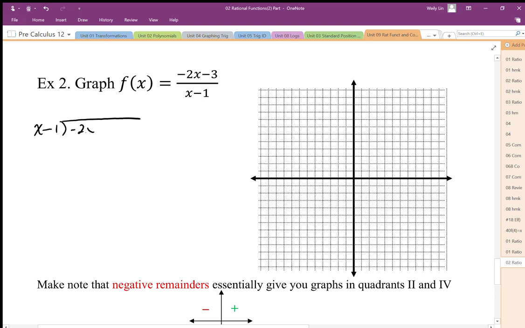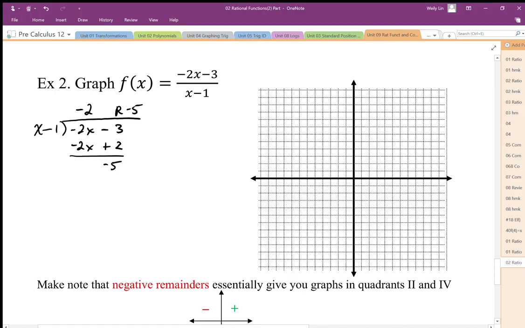negative 2x minus 3. Dividing this in, it's going to go in negative 2 times, so negative 2 times x gives me negative 2x plus 2. Subtract, those cancel out. I end up with a remainder of negative 5.